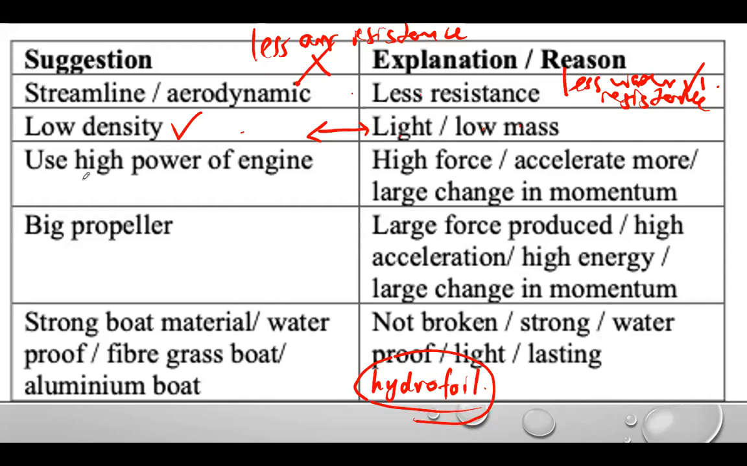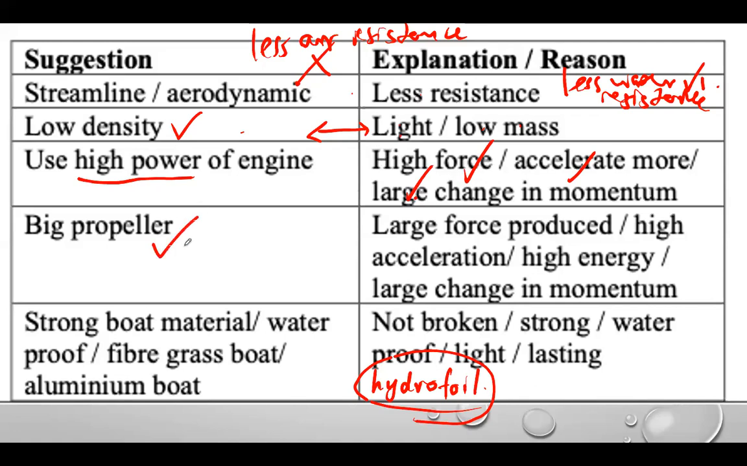Okay, engine must be high power, and either one of these three also is kind of high force, high acceleration, high change in momentum. A lot of you write high power so they can go faster. Saya terima lah. Can go faster, boleh lah.